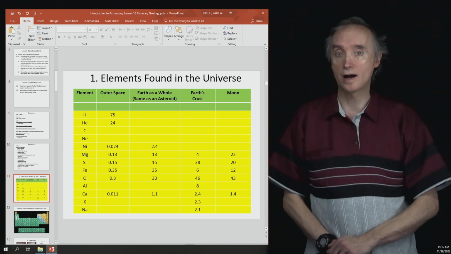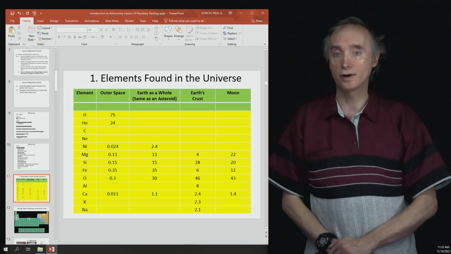Okay, you can see that hydrogen makes up about 75% of the universe. Helium makes up 24% of the universe. And all of those other elements in the periodic table only make up 1% of the universe.